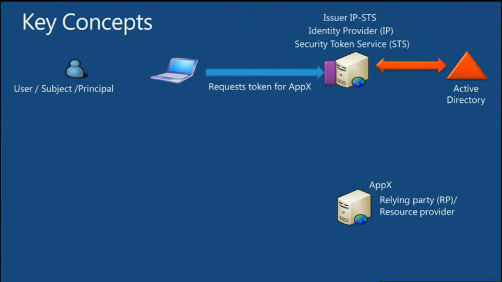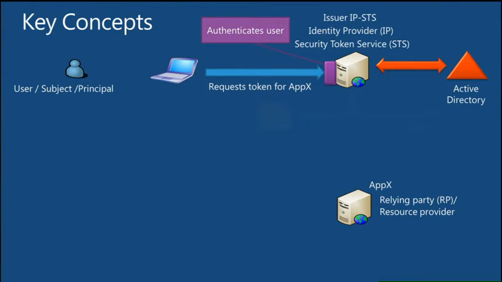Equally well, it can say, I don't do identity, and send you bouncing off somewhere else to actually authenticate to that identity provider. Okay? So we have this terminology here of issuer ID, IP-STS, so it issues security tokens, and it does identity, or you could just refer to it as an STS.